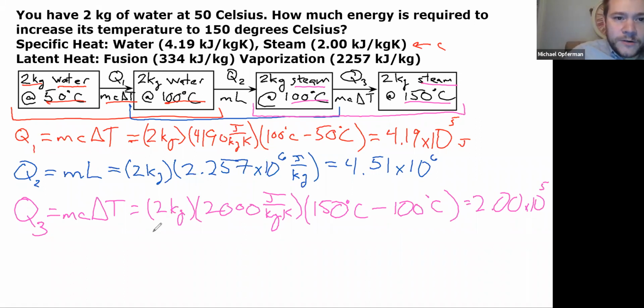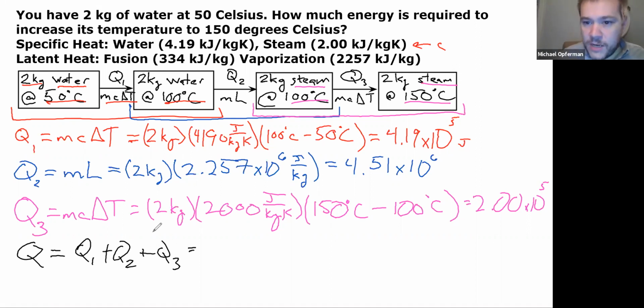And then my final answer, the total heat required is going to be the sum of these three numbers, Q1 plus Q2 plus Q3. In this case, they're all positive, but you would add them including the negative signs if you needed to. And 4.51 times 10 to the 6 plus 4.19 times 10 to the 5 plus 2 times 10 to the 5 gives me 5.13 times 10 to the 6 joules.